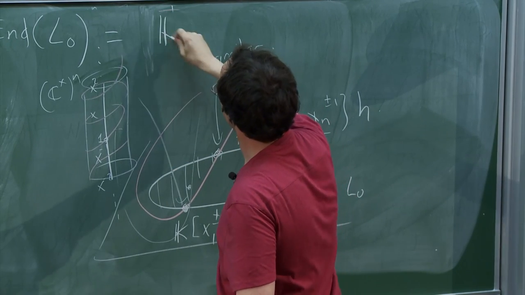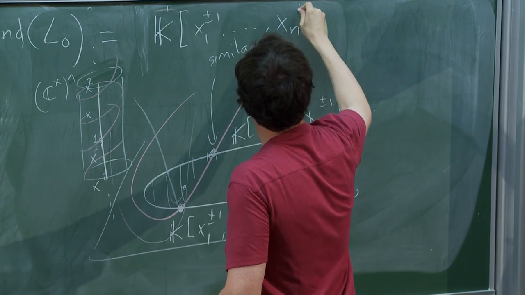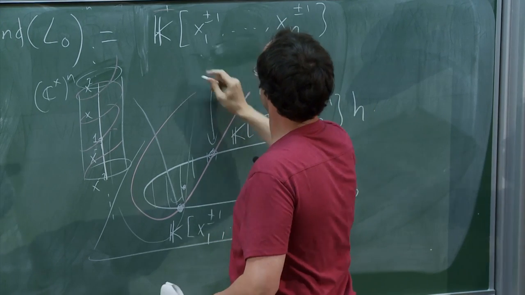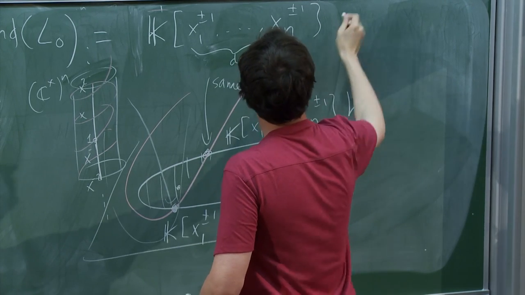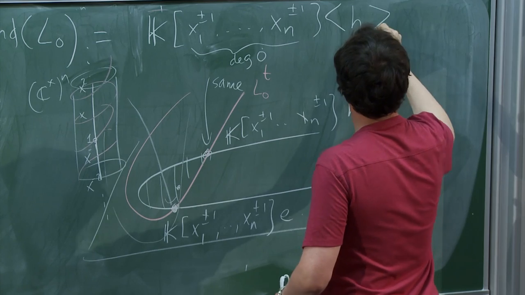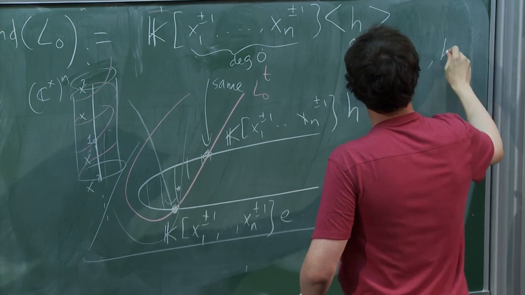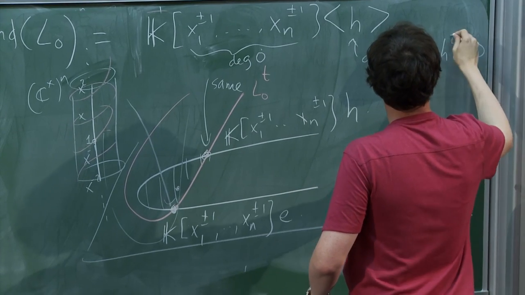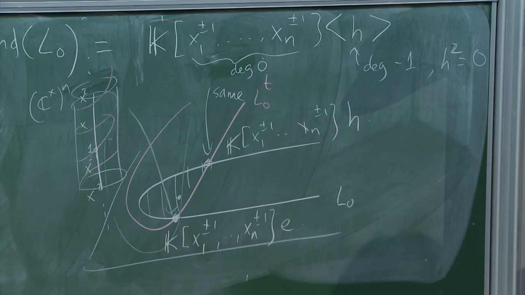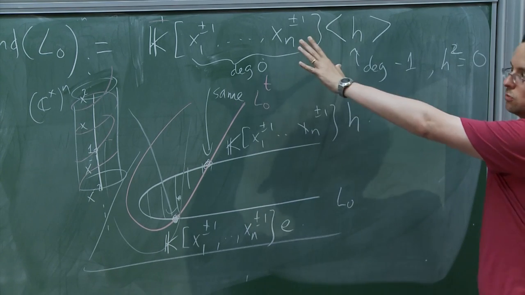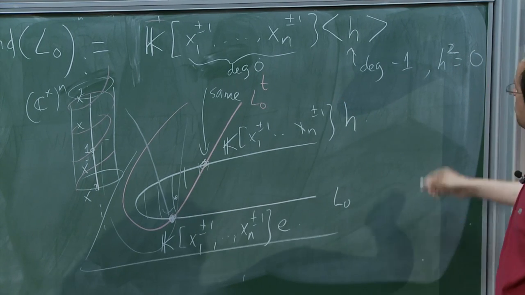Anyway, so the claim is the multiplicative structure is in fact, so we need to write Laurent polynomials in n variables which all have degree zero, and with an extra generator we'll call H, which is degree minus one, odd, and H squared equals zero, as you would expect for an odd generator. Okay? So the multiplicative structure on this Floer complex is on the nose something reasonably pleasant, and there's no higher operations.